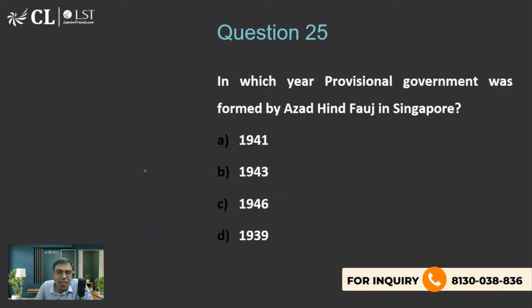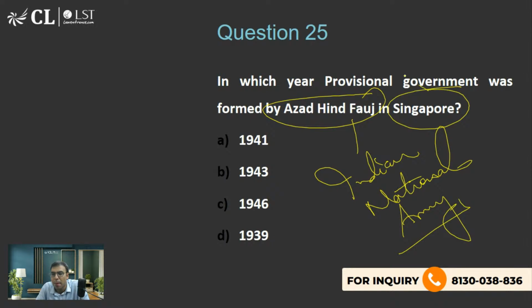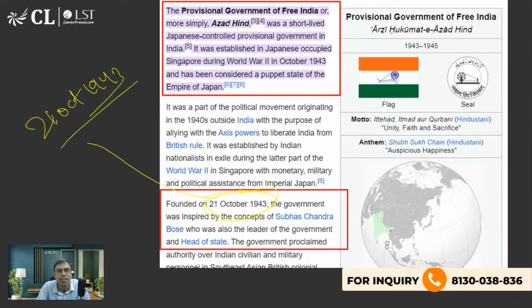The next is, in which year provisional government was founded by Azad Hind Fauj? When I'm saying Azad Hind Fauj, we are talking about Indian National Army. In Singapore. So the right answer is October 1943, as far as I could remember. Please, the right answer. 21st October 1943. Azad Hind was formed. That is what you should be knowing. Indian National Army कहते हैं.